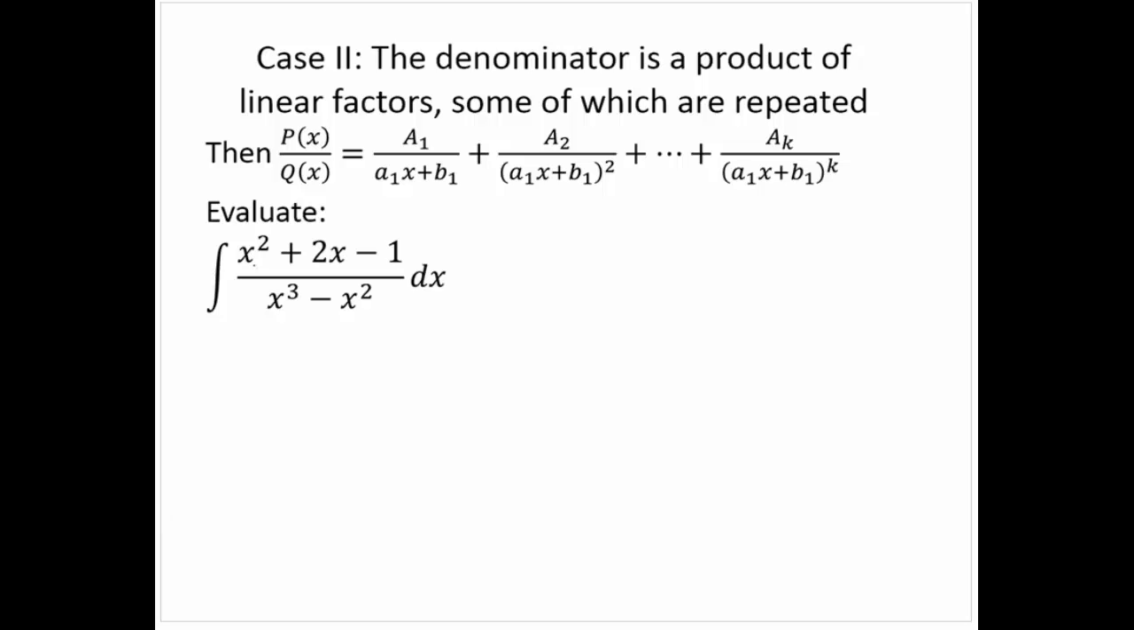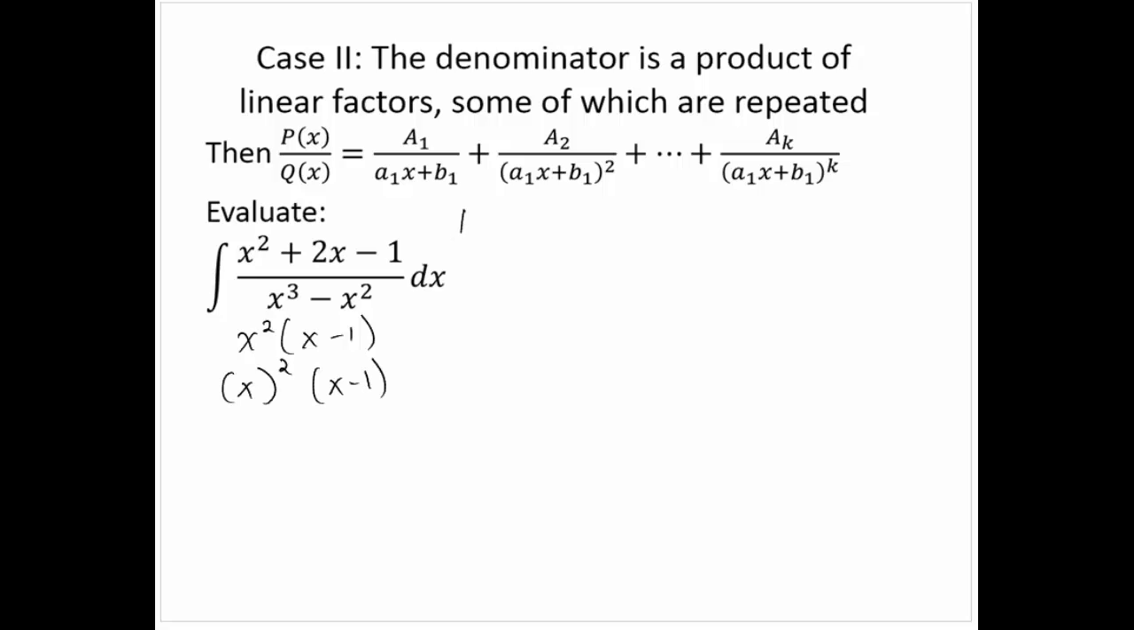All right, so in this exercise, we have the integral of x squared plus 2x minus 1 over x cubed minus x squared. Notice that this denominator can be factored as x squared times x minus 1. And you say, well, wait a second, that x squared, that's a quadratic factor. That's not linear. Oh, yes, it is linear because it's x being squared, and x is linear. I have a repeated linear factor.